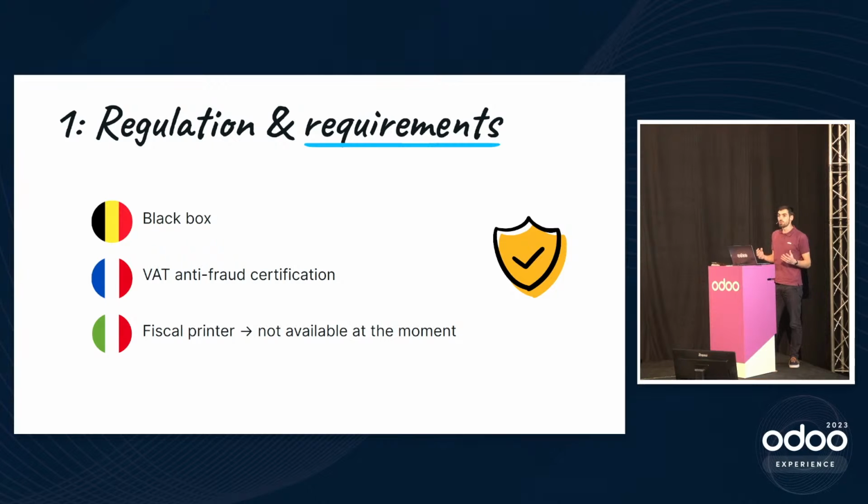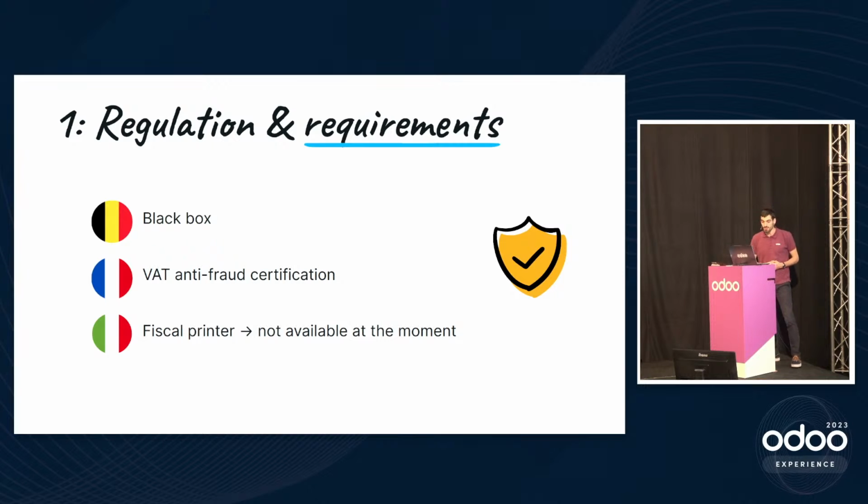It's really important when you configure and set up your POS to know all the legal requirements in terms of regulation. So for example, in Belgium, for a certain size of company, you need to connect Odoo with a black box. This black box is a module that you need to install. It's available for versions 14, 15, 16, and it's not ready for 17 yet, but it will be soon.